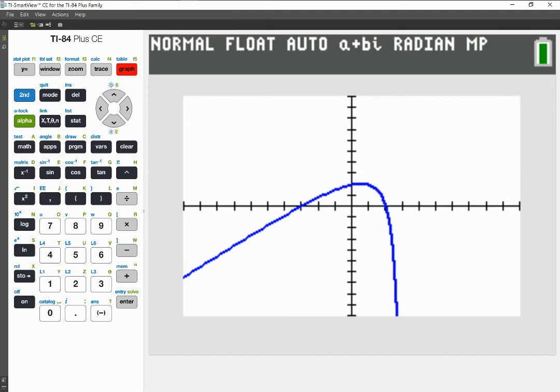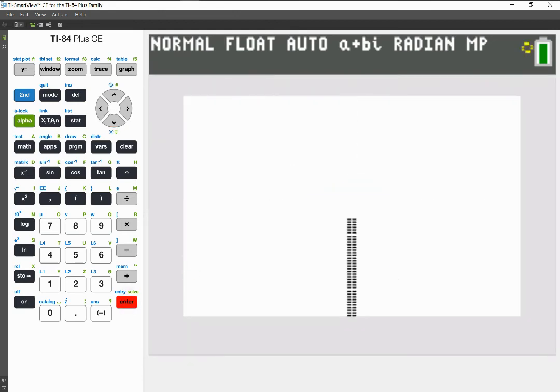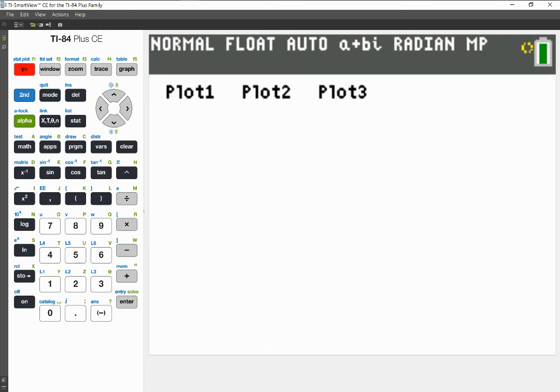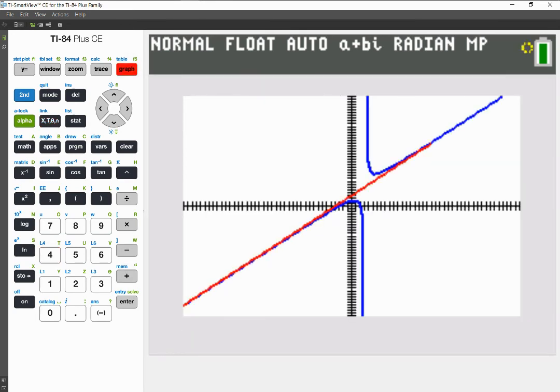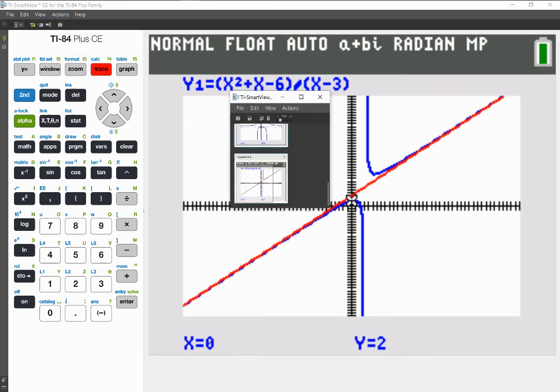And we can't see the top part of the graph, so we might want to zoom out a little bit. Zoom out. Okay, and then we want to go ahead and put in the oblique asymptote to see how it works. x plus 4. There you go. So let's go ahead and capture this and put it into our notes.